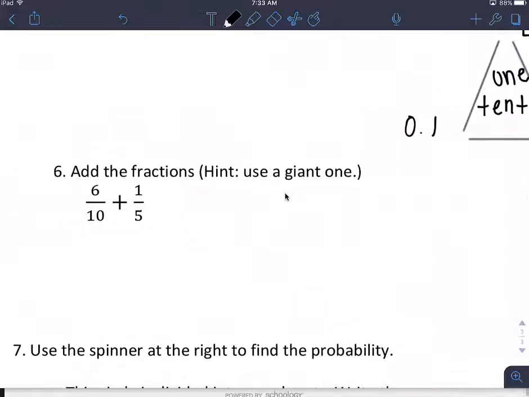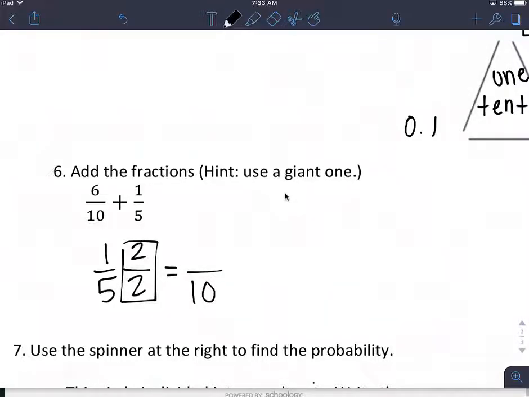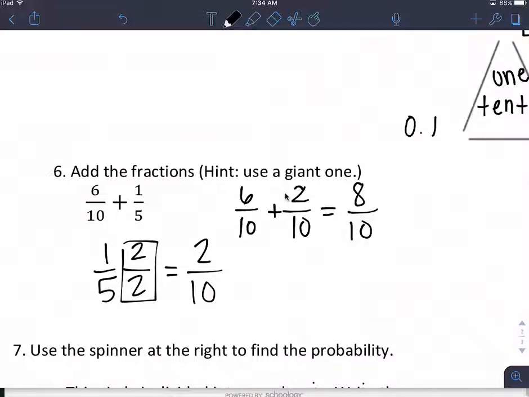Alright, adding the fractions, I'm going to use a giant 1. I know that 5 goes into 10, so I really only need to change this one fraction. I'm going to change 1/5 so that I have a fraction out of 10. 5 times 2 is 10. 1 times 2 is 2. So I'm going to take 6/10 and add 2/10. 6 plus 2 is 8. I leave my denominators the same. 8/10 is my answer, but I can also simplify. I'm going to divide both of those by 2, and I get 4/5.